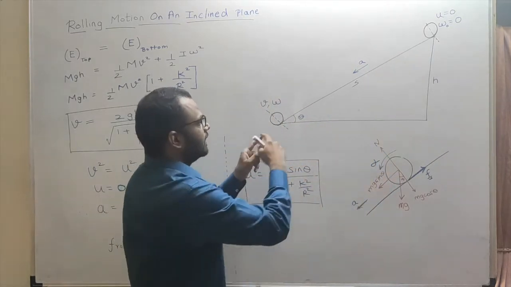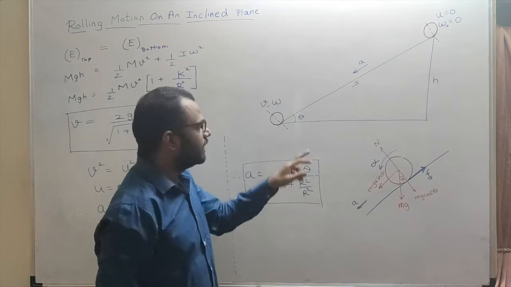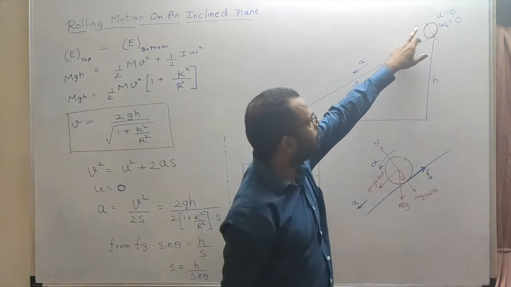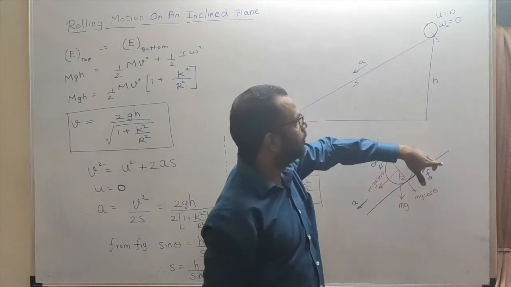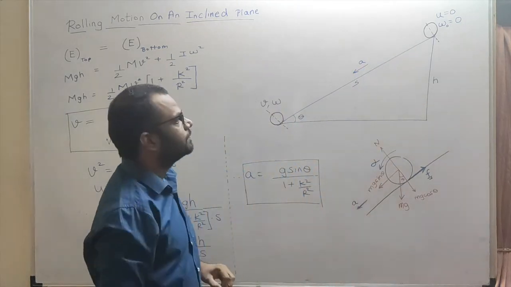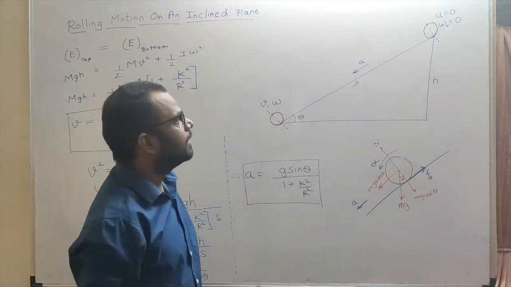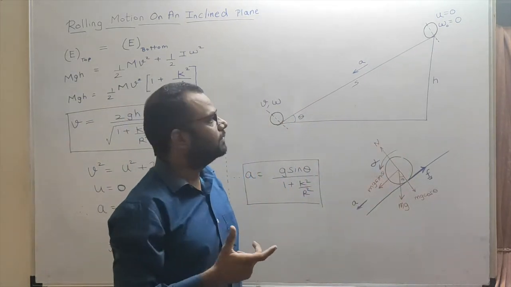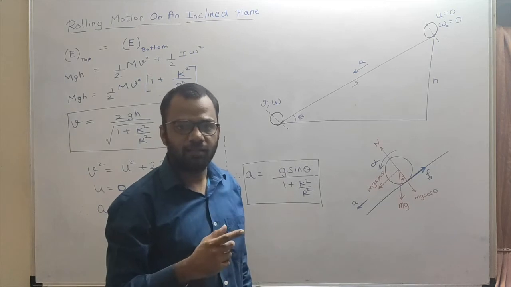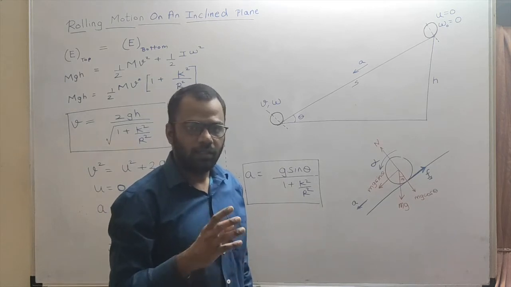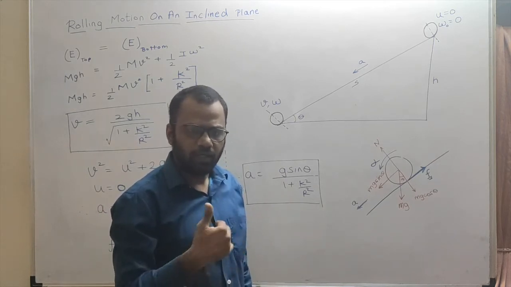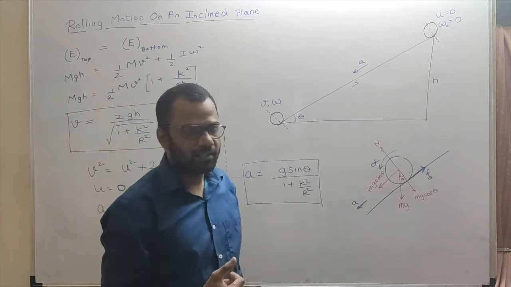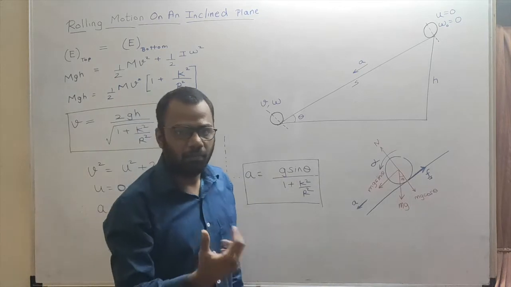The length of the incline is S. The angle of inclination is theta. The height where the object is initially kept from the bottom is H. Now this object can be anything such as a sphere, solid or hollow, a cylinder, solid or hollow, a disc or a ring. So they will have a certain radius and a certain mass.